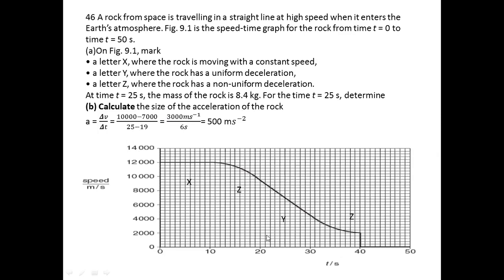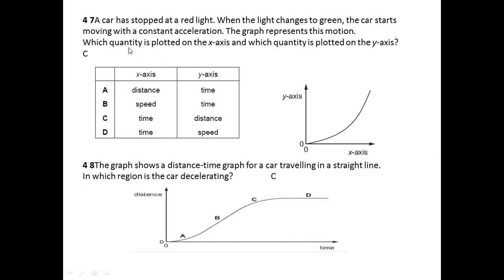Okay, next is a car has stopped at a red light. When the light changes to green, the car starts moving with a constant acceleration. The graph represents the motion. Which quantity is plotted along the x-axis and which quantity is plotted along the y-axis? The correct answer is C. Time is always plotted along the x-axis, and along the y-axis, distance is plotted.